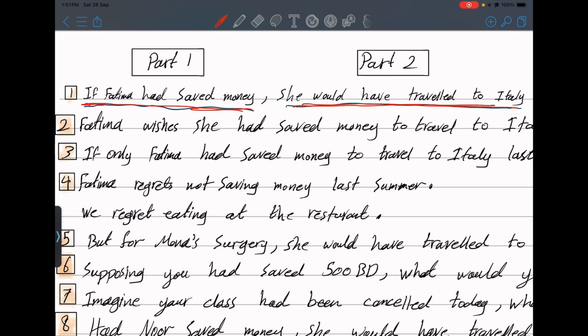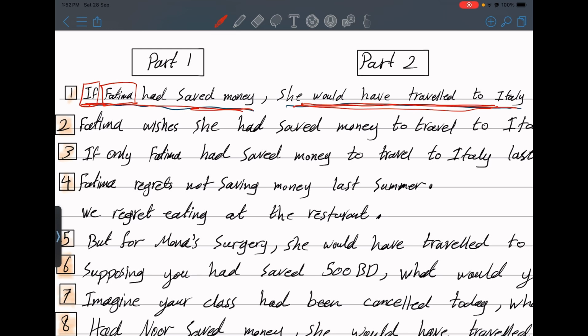If Fatma had saved money, is she saving money right now? No, she didn't. So she can't travel to Italy, but she is regretting. If she had saved money, she would have traveled to Italy. Did she travel? No. But she is regretting. She is still in Bahrain. She didn't travel yet. As you can see, this is if, the main thing. Then you have the subject, the pronoun.